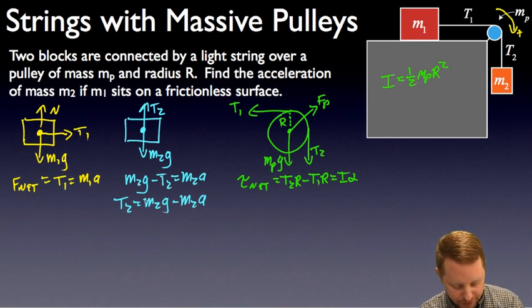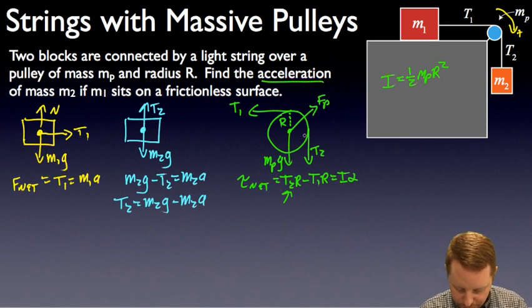I've got an equation for T1, for T2, and an equation for moment of inertia in alpha. What I really need to get to here is the acceleration. So I'm going to start with this net torque equation here, and I'm going to substitute in T1 for T1 over here, and T2 for T2 right there.